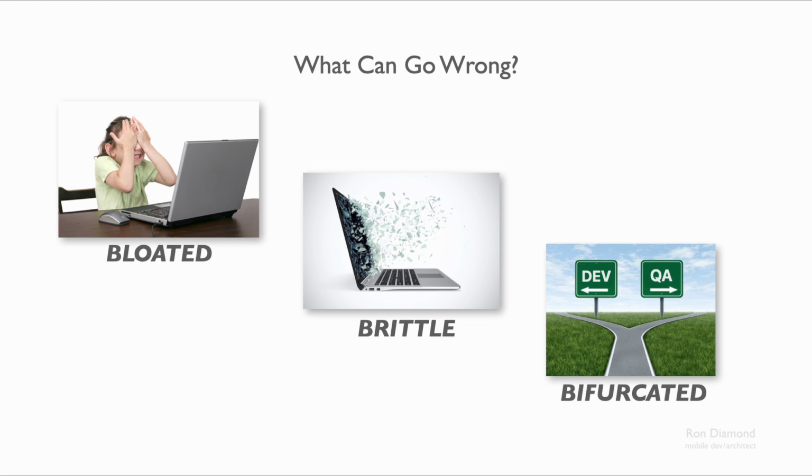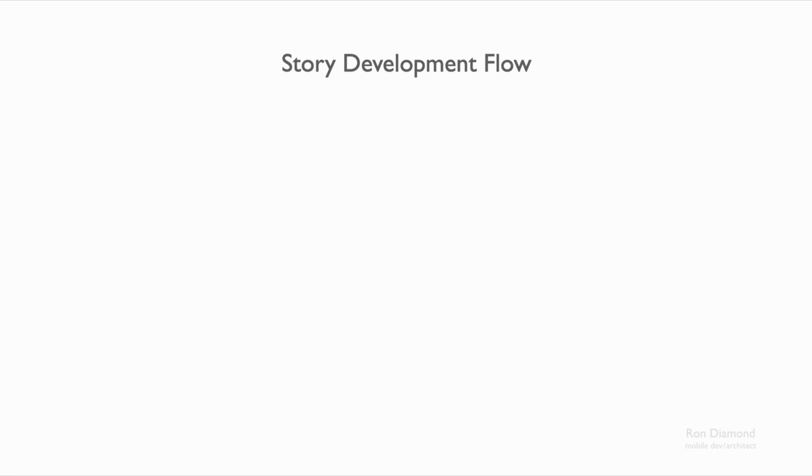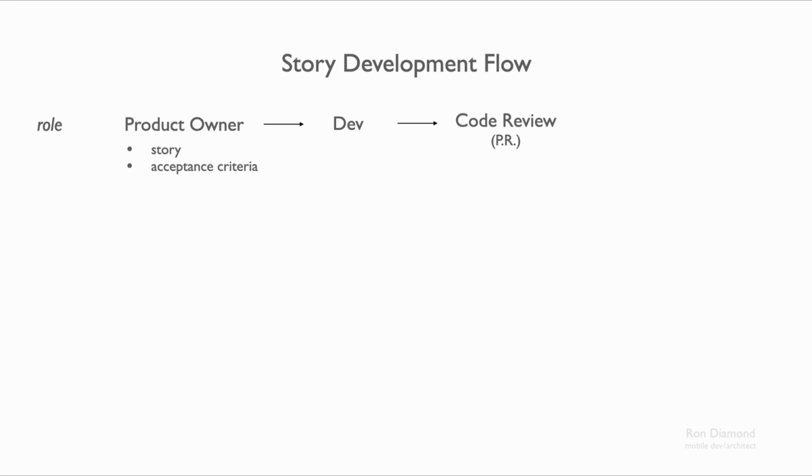To understand how we might improve this, let's consider the flow of a development story as we probably do it now. First, the story is created by the product owner, along with some acceptance criteria. Then it goes to the developers who implement the story from there. Then the code they've written goes to code review or peer review, and it's reviewed by the other developers. Next, it goes to QA, which seeks to verify that the implementation does what was specified in the acceptance criteria. And from there, of course, the app goes out to users.